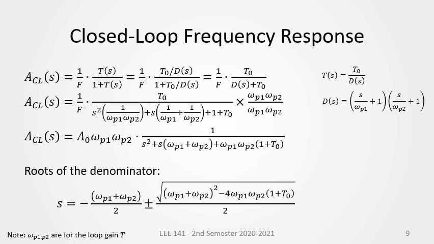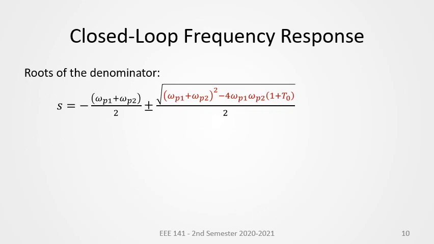We can now identify the roots or the pole locations of the closed loop response using the quadratic formula. The poles are found to be at negative omega p1 plus omega p2 over 2, plus or minus the square root of omega p1 plus omega p2 squared minus 4 omega p1 omega p2 times 1 plus T naught, all over 2.